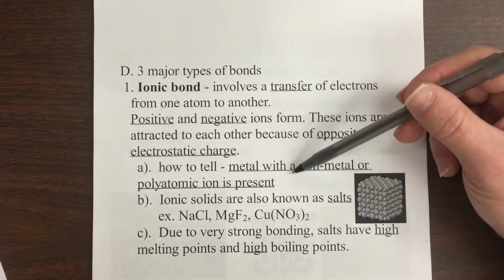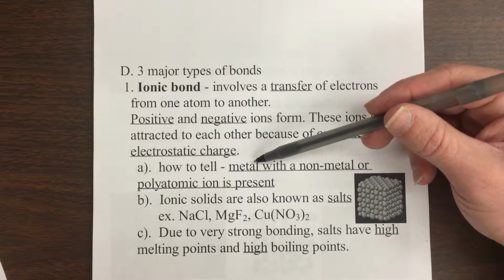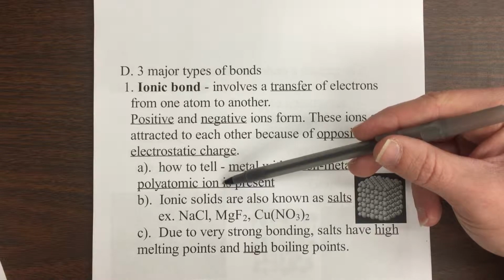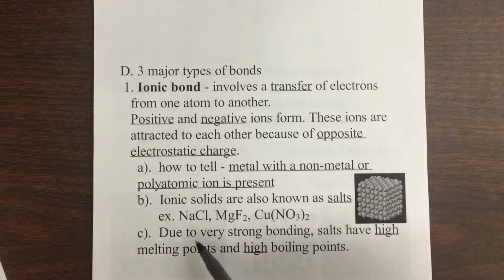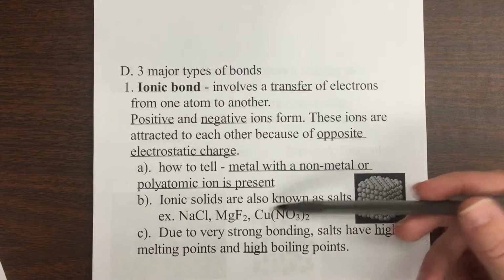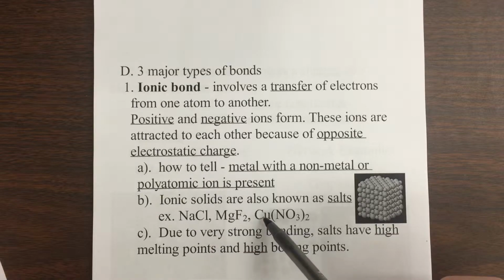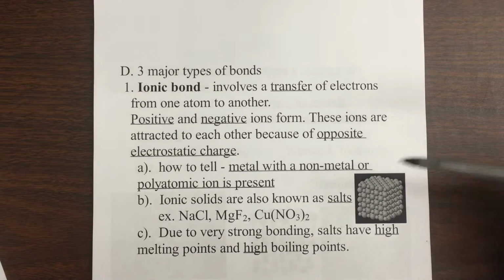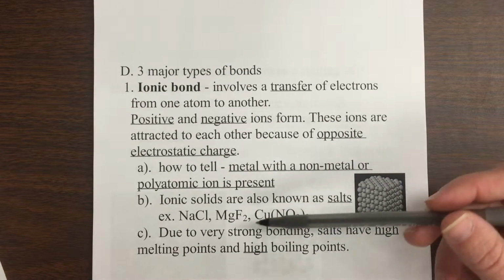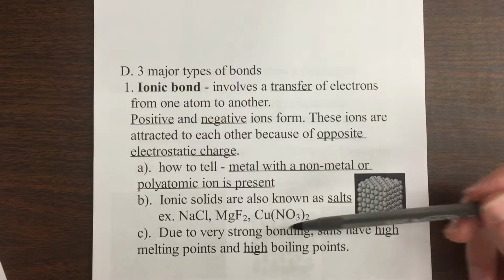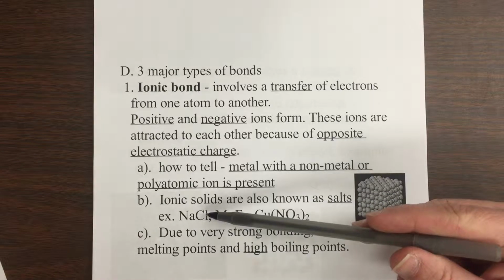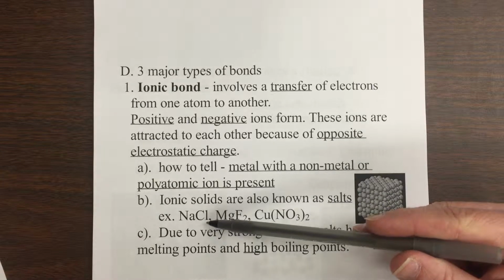So in order to tell what types of compounds form ionic bonds, you'll see either a metal with a nonmetal or a metal with a polyatomic ion. And we already talked about this in our nomenclature section. Just some examples of metals with nonmetals: we have our table salt, sodium chloride, magnesium fluoride, copper nitrate. Anytime you see a metal or something paired with a polyatomic, you're going to have an ionic bond. Due to the nature of the force, the ionic bonds will be very strong, so they will have high melting points and boiling points. So something like salt typically exists as a solid because of these strong bonds present.